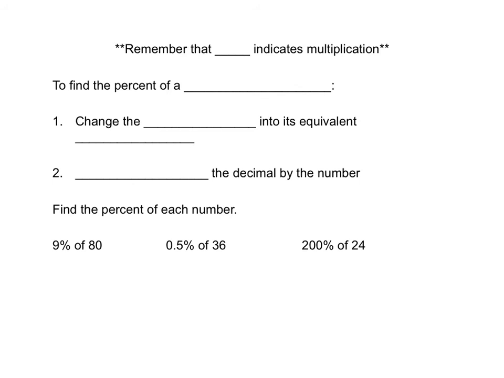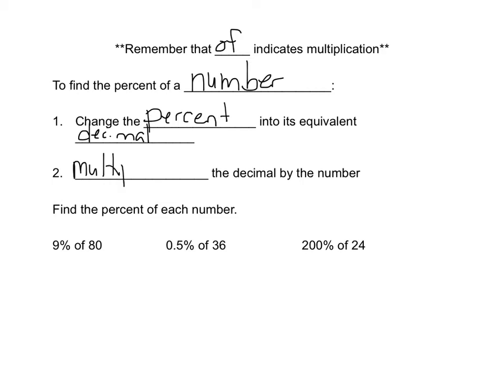So like I said before, remember that of indicates multiplication. So to find the percent of a number, we are going to change the percent into its equivalent decimal. That's probably the one I use the most often, just because changing it to a decimal is pretty slick and easy, and then really easy to use a calculator. And then we're just going to multiply the decimal by the number that we're looking at.